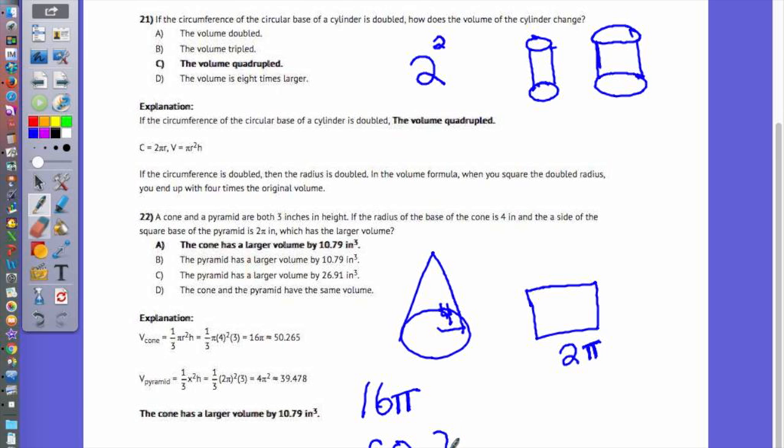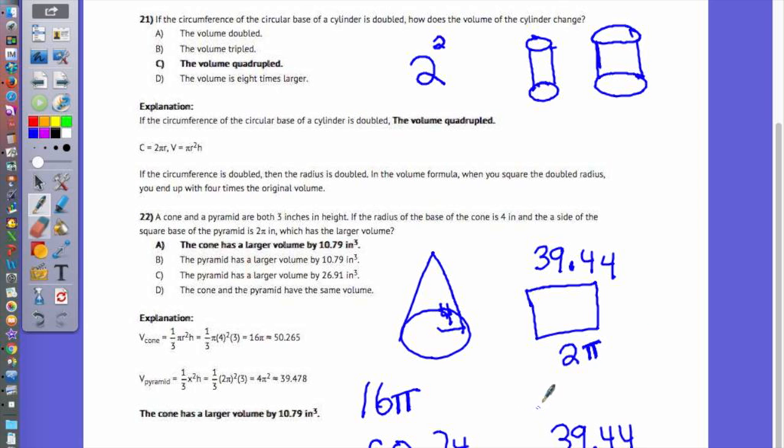Now, this has a square base of 2 pi. So 2 times 3.14 is 6.28. What is 6.28 times 6.28? 39.4384. So if I were to multiply this by 3, because that's the height, and then divide by 3, I'm back where I started. So this cone has a volume of 50.24 cubic inches, and this pyramid has a volume of 39.44 cubic inches.